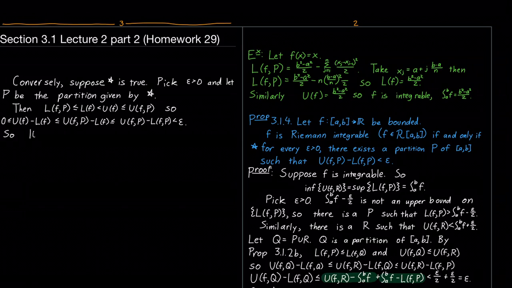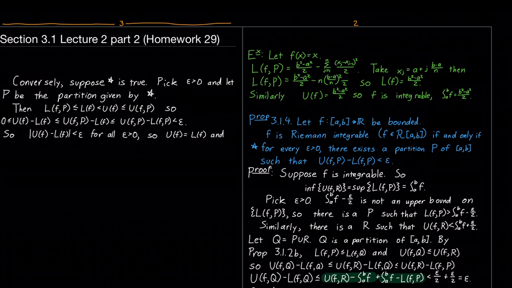So U of F minus L of F is less than epsilon for all epsilon. So that must mean that U of F is equal to L of F, and that means F is Riemann integrable. And that completes that direction of the proof.